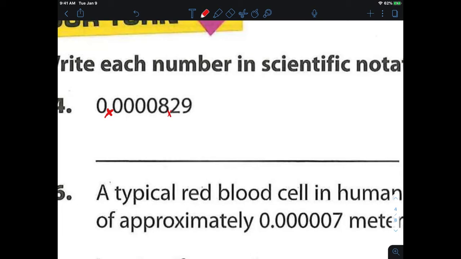So I'm going to count the spaces. 1, 2, 3, 4, 5. 5 spaces. So I'm going to take just this number part. Some people call it my coefficient. I'm going to rewrite it. Multiply times 10 to the power of, again, 1, 2, 3, 4, 5. 5. But wait a second. This was a small number. So this has got to have a negative.